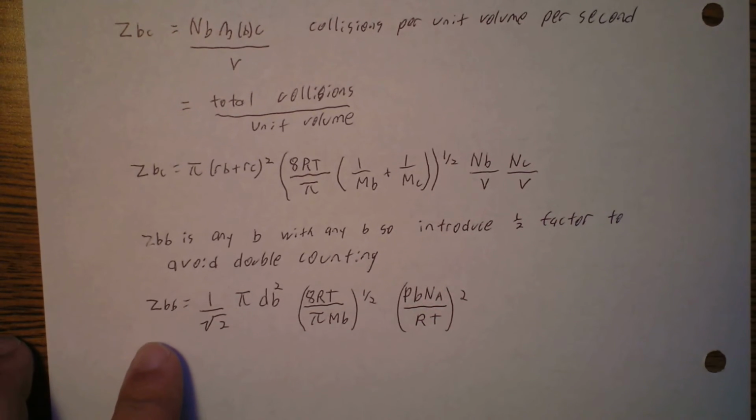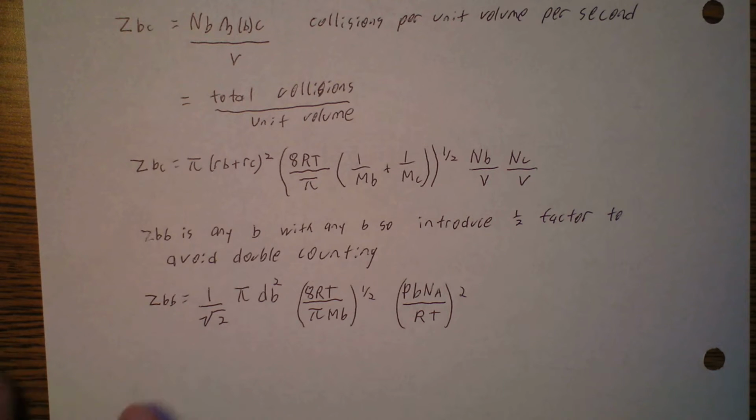So ZBB is going to be 1 over the square root of 2 times pi times the diameter of B molecule squared, times the square root of 8 times R times T divided by pi times the molecular weight of molecule B, and then all that times the quantity squared, the pressure of molecule B times Avogadro's number divided by RT.